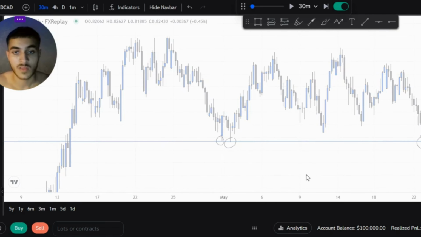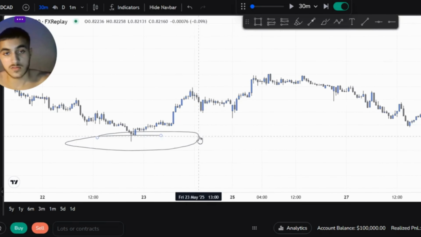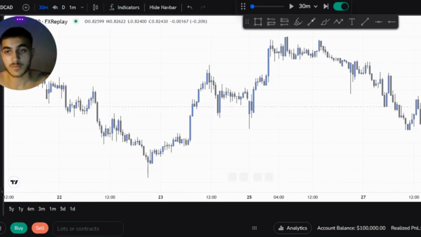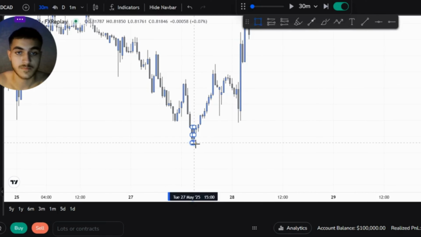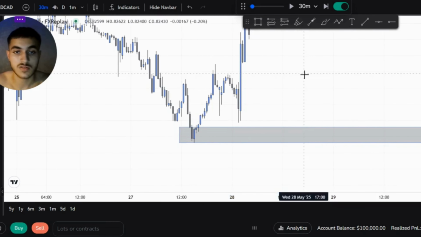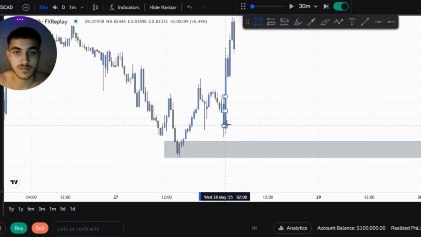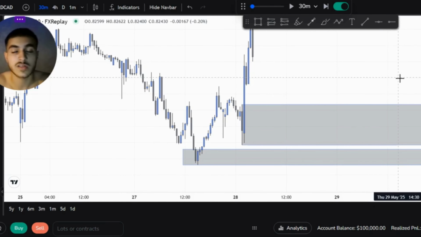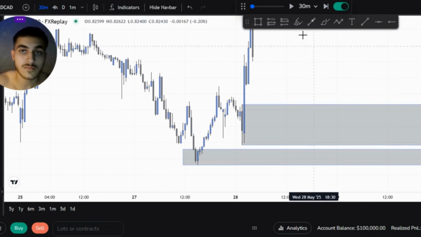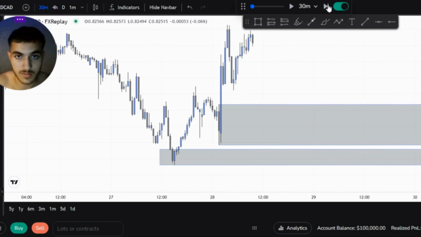Okay, and here we have our demand zone, first zone. This is our second zone. Okay, and which zone I took? I take the zones that give me the good reaction, and because of that I will wait for the reaction from the zones. Okay, so we wait.